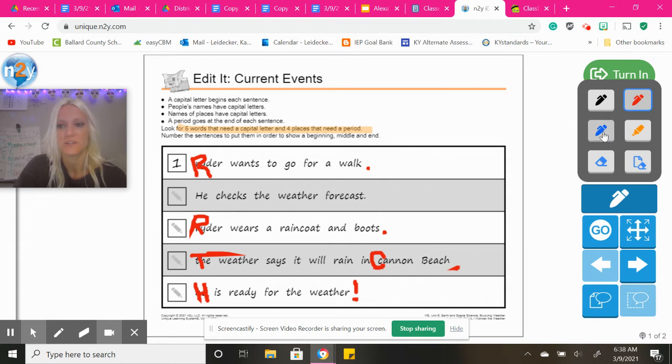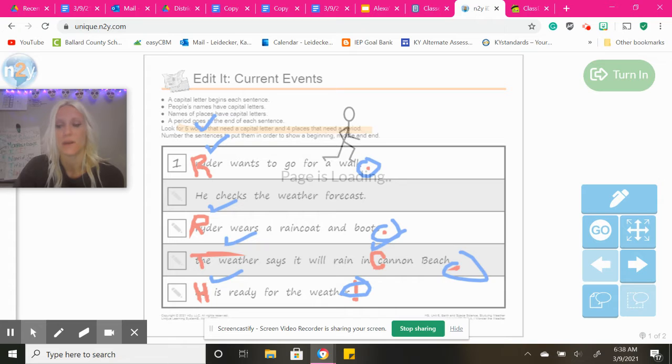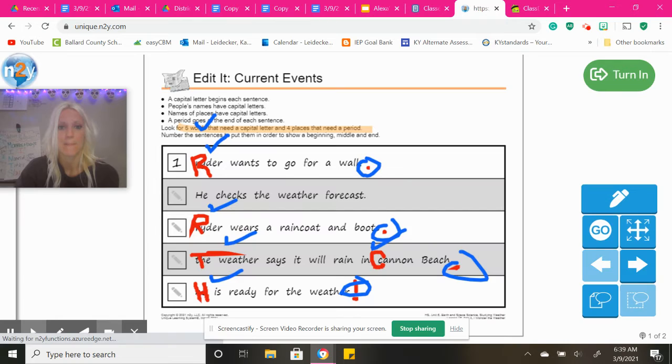So let's make sure then we got 5 words that need a capital. 1, 2, 3, 4, 5. So there's our 5 words and 4 places that need a period. 1, 2, 3, 4. Awesome. We got all those. Okay, wait, we got to go back. So yes, we have capital letters. Yes, we have punctuation. We read it out loud. It makes sense. And then all our words are spelled correctly.